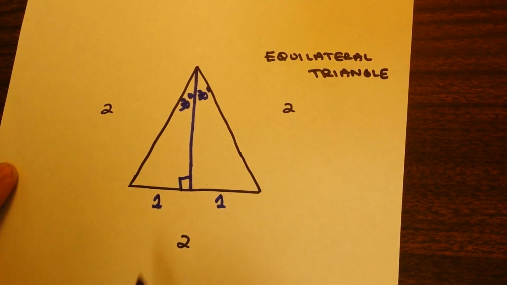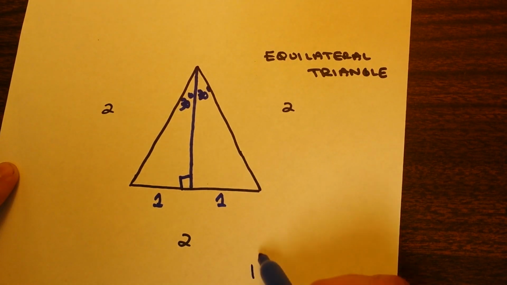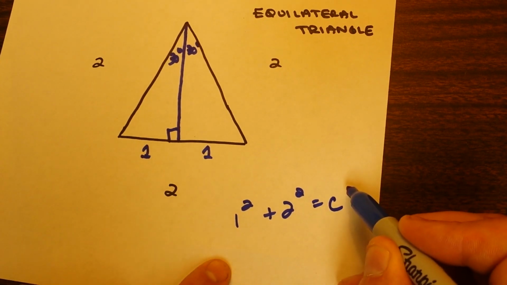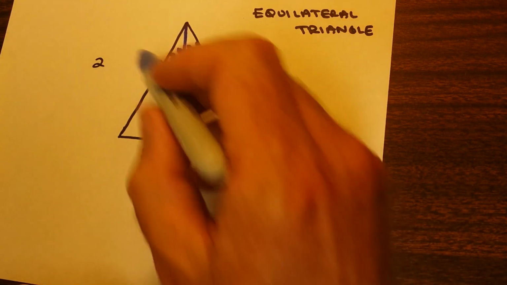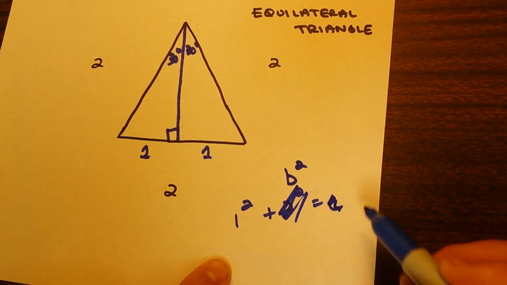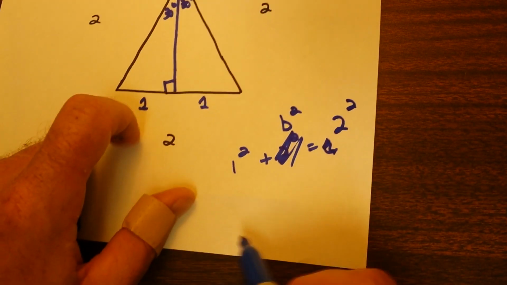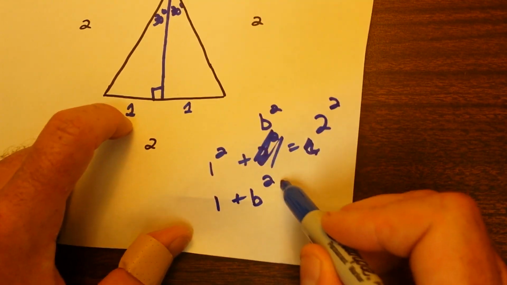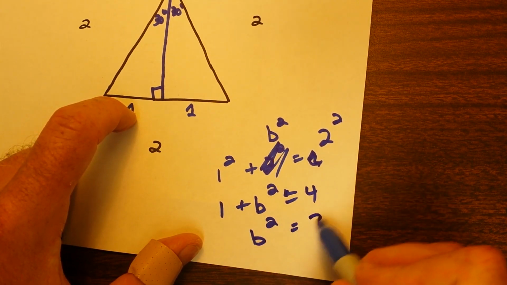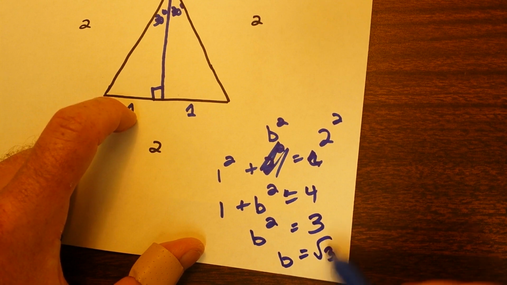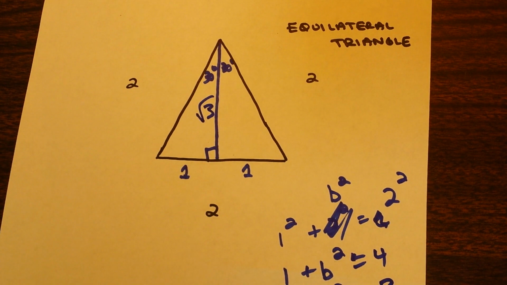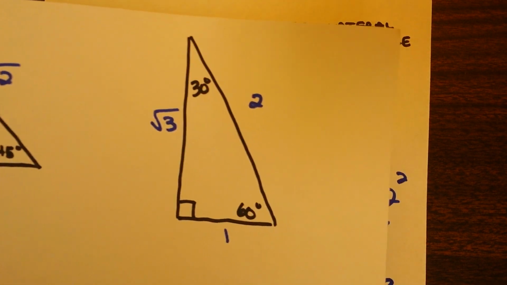Okay, so once again, if I use the Pythagorean theorem, a squared plus b squared equals the hypotenuse squared. We're looking at 1 plus b squared equals 4. B squared equals, subtract 1, 3. And b is the square root of 3. So this altitude right here has a length radical 3. So again, that's where these side lengths come from.